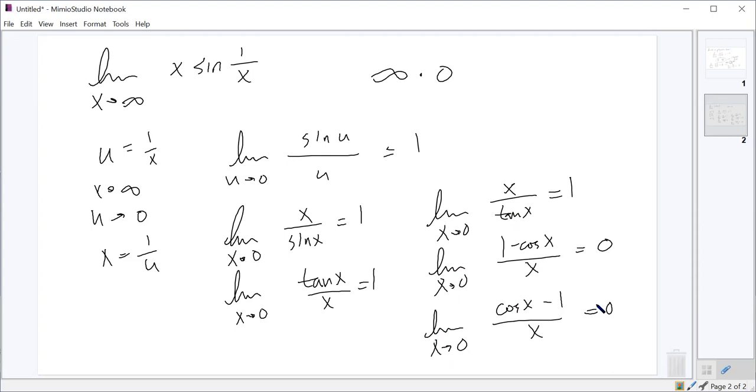Everybody good with that? So that's how the u substitution will work. That's our third form of indeterminate. Good?